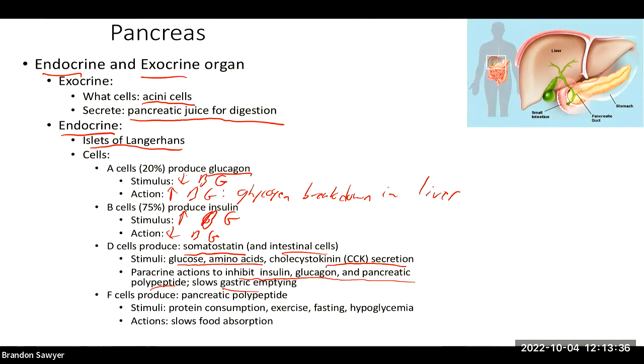Then F cells release pancreatic polypeptide, which is stimulated when we eat protein, as well as when we exercise or fast, or have hypoglycemia. Its role is to slow food absorption with protein consumption. We'll spend most of the time talking about insulin and glucagon. The other two have minor roles.